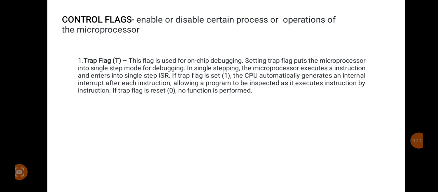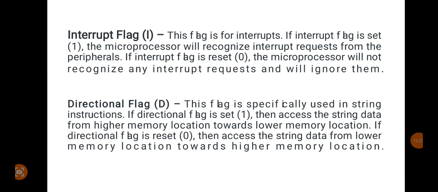When this flag is 0, no function is performed. Interrupt flag means whenever a peripheral wants to communicate with the microprocessor, this flag will be set. Direction flag means instruction fetching from the higher memory location to the lower memory location or from lower to higher. When accessing string data from the higher memory location towards the lower memory location, this will be set.